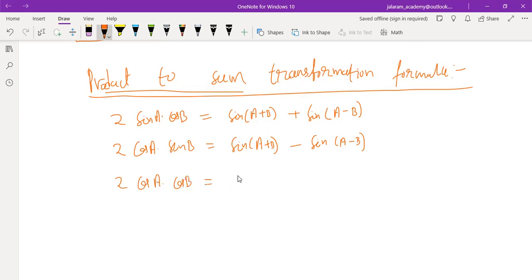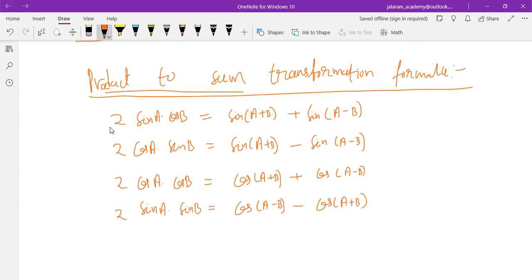2 cos A cos B equals cos(A+B) plus cos(A−B). Then finally 2 sin A sin B. It is slightly different from the other three, but if you think that cos(A−B) is greater, so we have to subtract the smaller from the greater. cos(A+B) is smaller.